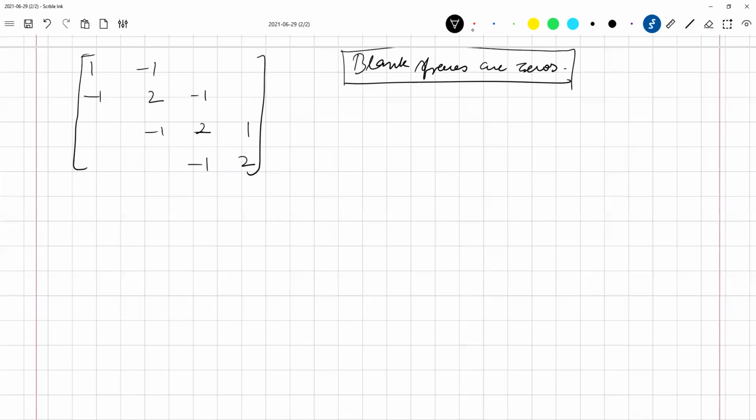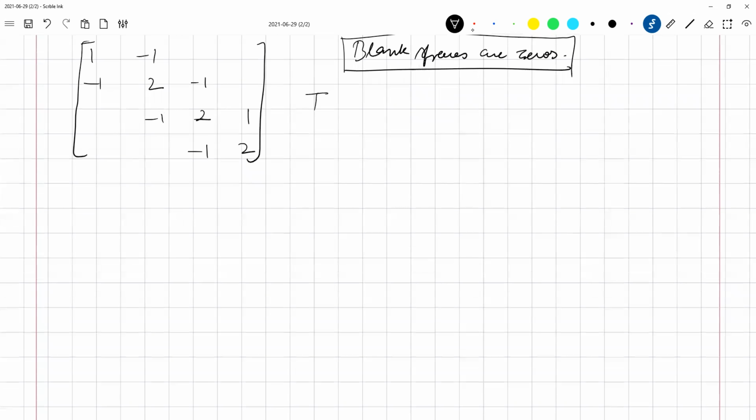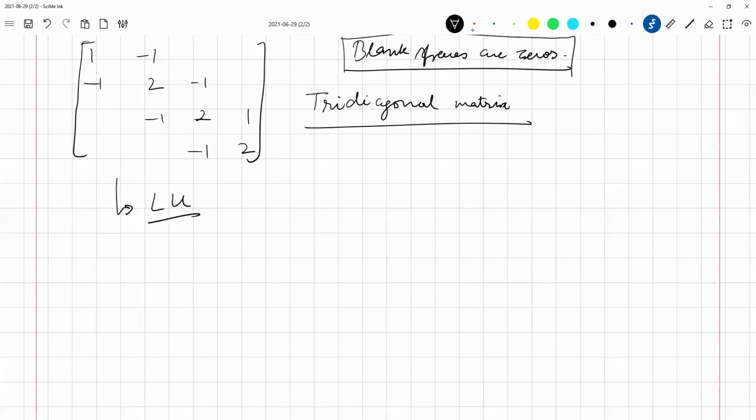So this kind of matrix is called a tri-diagonal matrix, and these appear quite frequently in our systems. Now if I were to ask you to do an LU decomposition of this, please do an LU decomposition of this. I'll give you a couple of minutes to come up with the LU decomposition of this particular matrix.